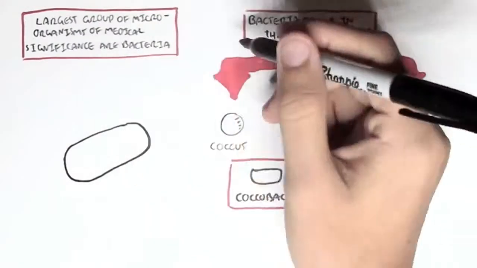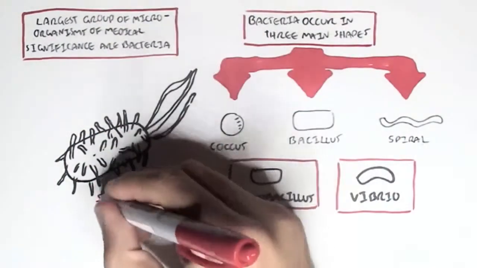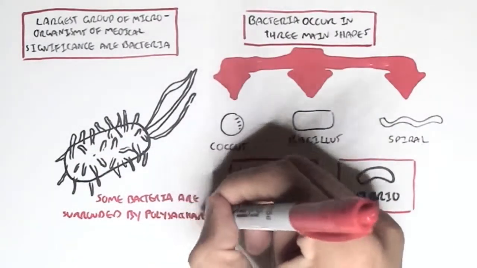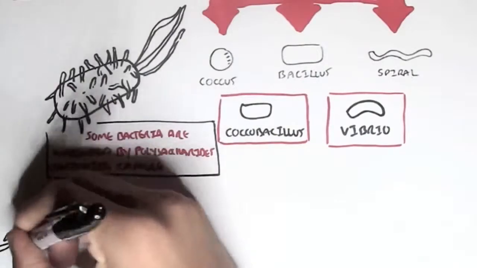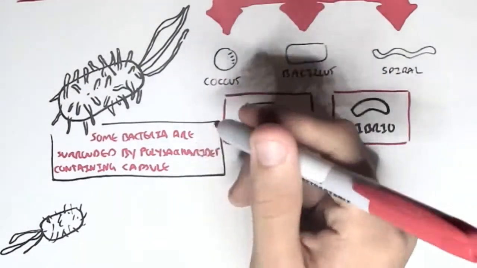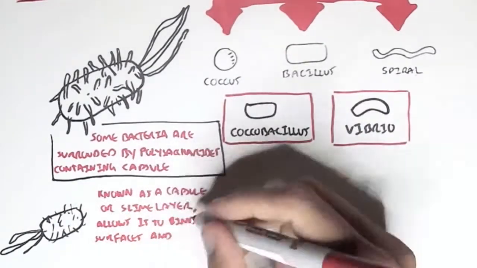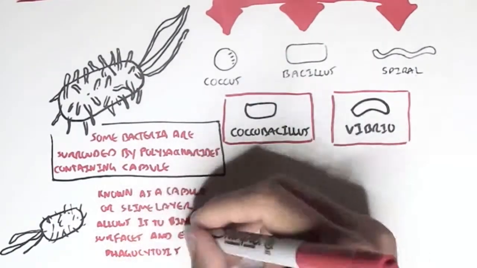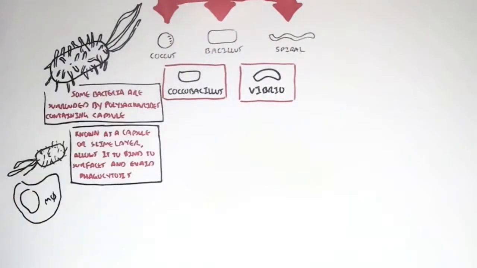Now, some bacteria are surrounded by a capsule containing polysaccharides. This capsule, also known as a slime layer, allows the bacteria to bind to surfaces of different cells in our body, for example, and also to evade phagocytosis. So it's very important, essentially, for the bacteria's survival.